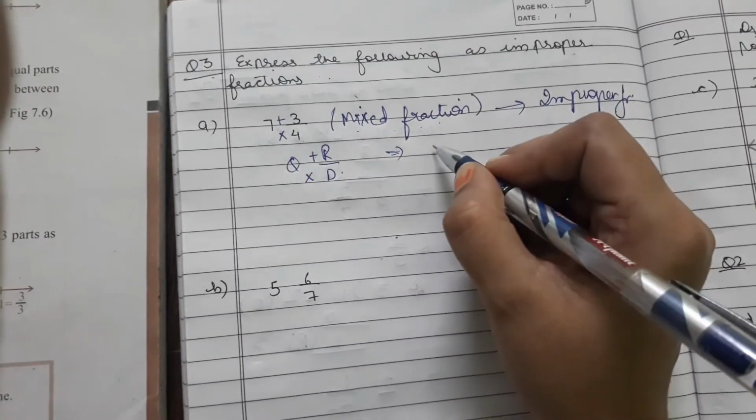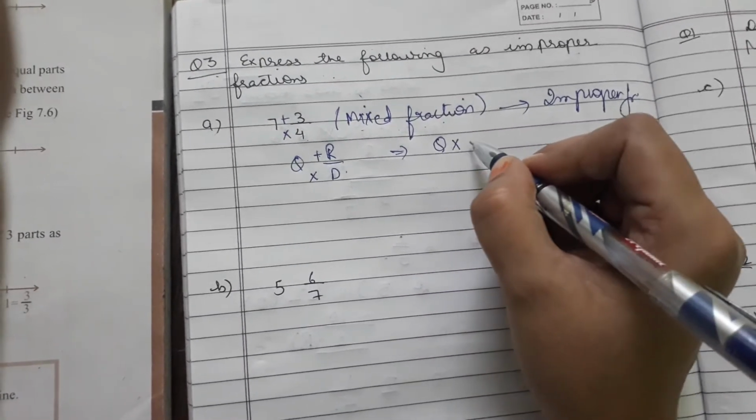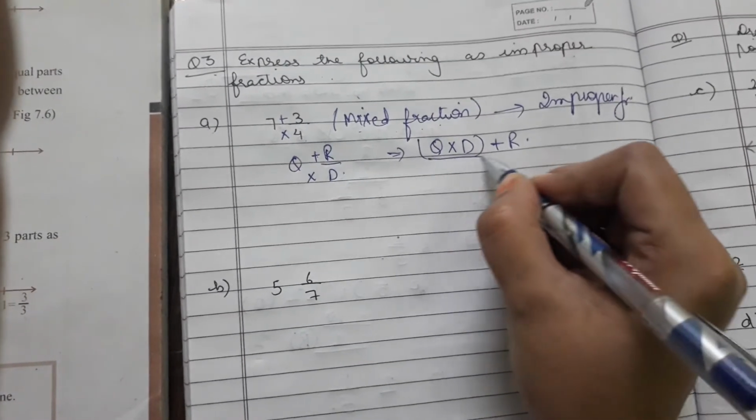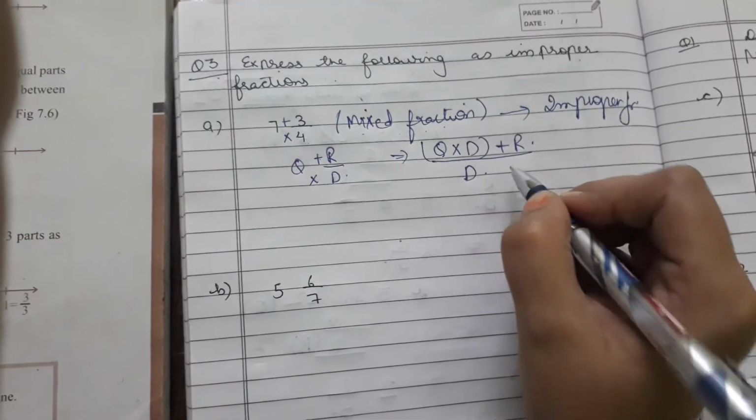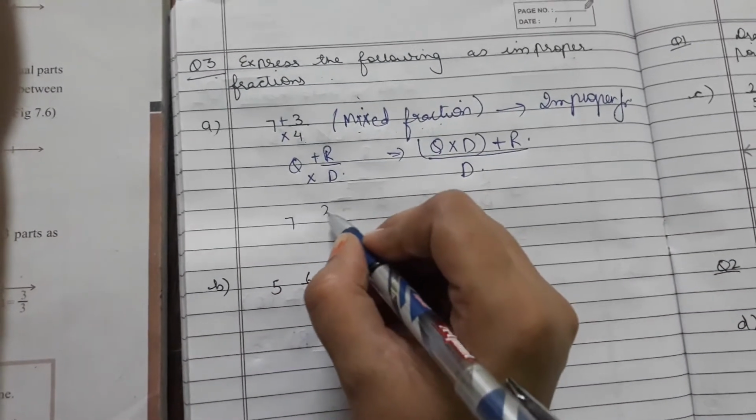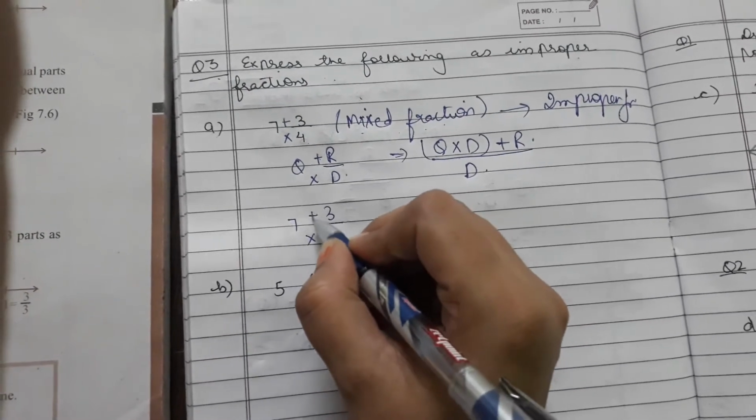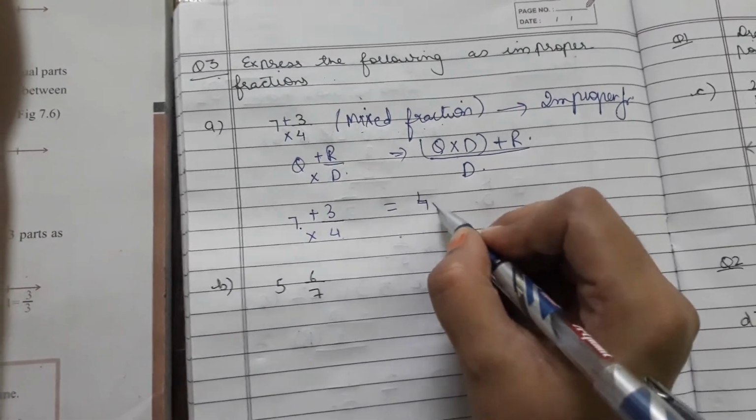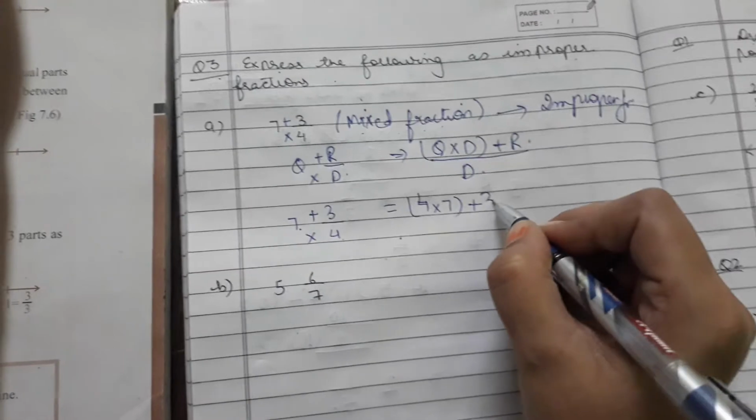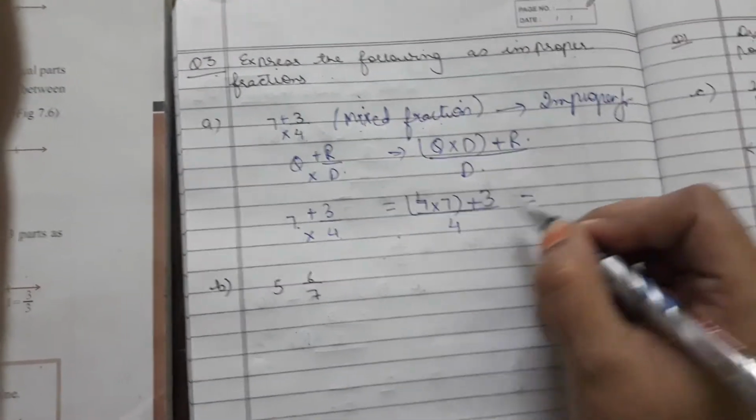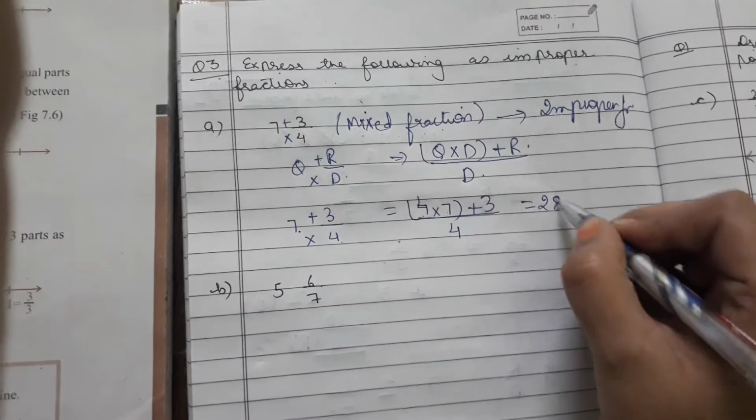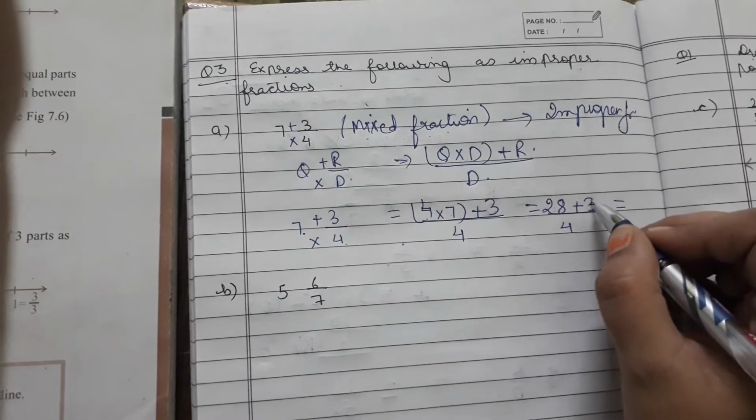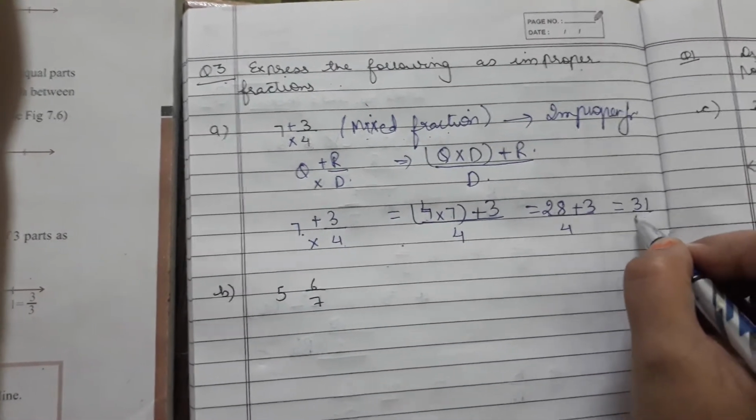So first it is multiply and then plus. What we have to do is multiply Q by the divisor, plus our remainder, and down what will it be? The divisor only. Fine. So here it is 7 3 by 4. First multiply and then here plus. So 4 multiplied by 7, then plus 3 upon 4. So 7 fours are 28 plus 3 upon 4. So 28 plus 3 is 31 upon 4.